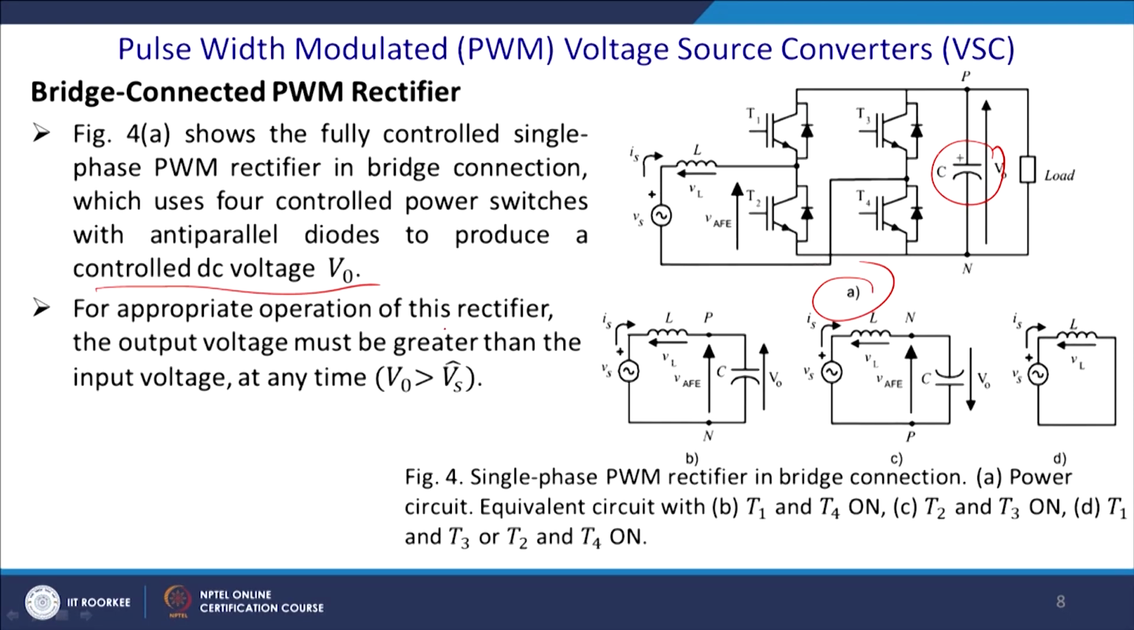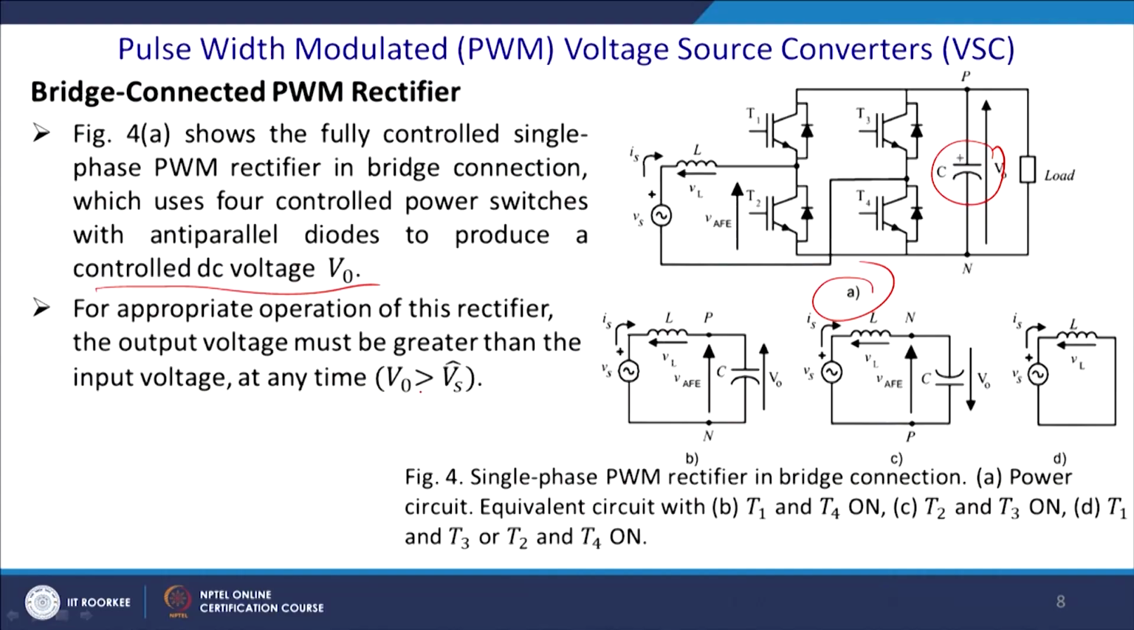For appropriate operation of this rectifier, since you only get the boost topology, the output voltage must be greater than the input voltage at any time. So, this output voltage V0 is required to be greater than Vs, that is one of the challenges here. You are required to maintain this voltage higher.